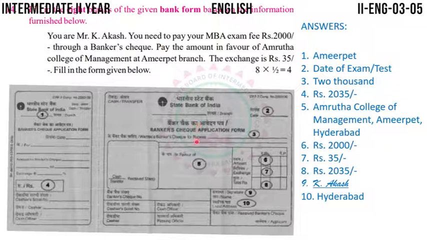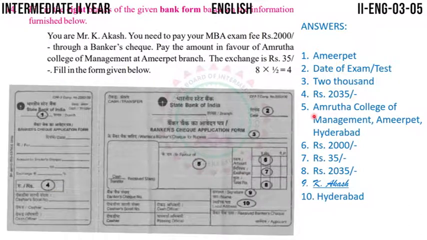Next, here wanted a banker's check for rupees. For how many rupees you are taking? 2,000. So 2,000 you have to mention here. And here it should be 2,000 plus exchange. Okay, what is the exchange? 35. So 2035 should be in fourth column.